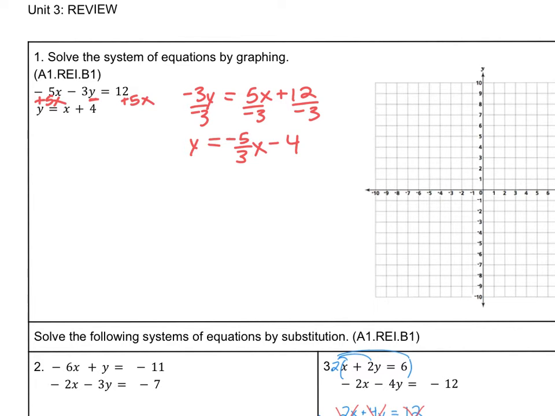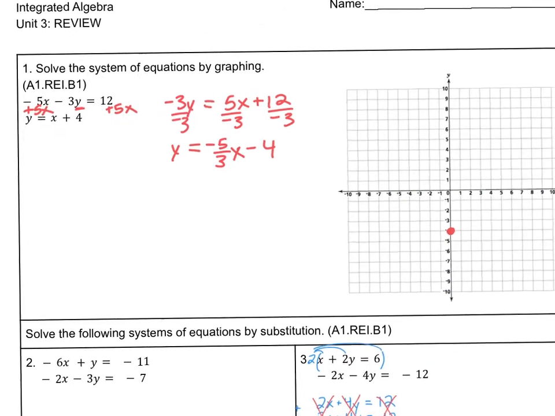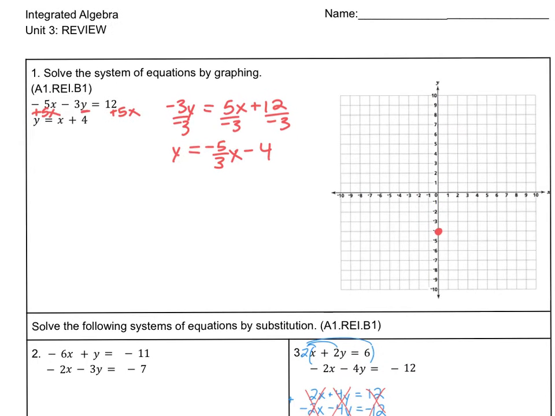What's the b value on that? On that first one, what's the b value? And then my slope? The slope is down 5, right 3, or up 5, left 3. It's an equation, so it should always have a solid line if it's an equation.